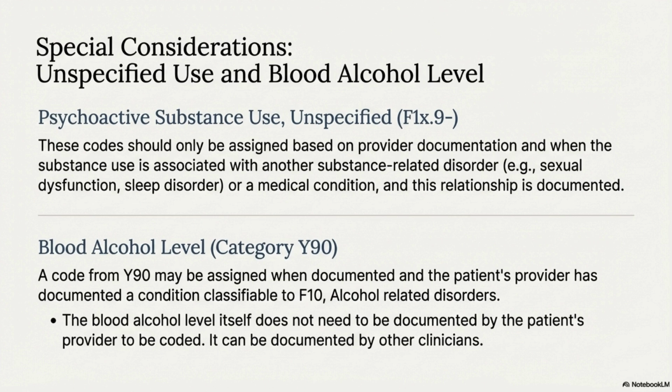In other words, the F10 code represents the primary clinical condition, and the Y90 code is simply supplemental detail. Because Y90 is an external cause code, it should always be reported as a secondary diagnosis. Together, these codes help create a more complete and accurate clinical picture.